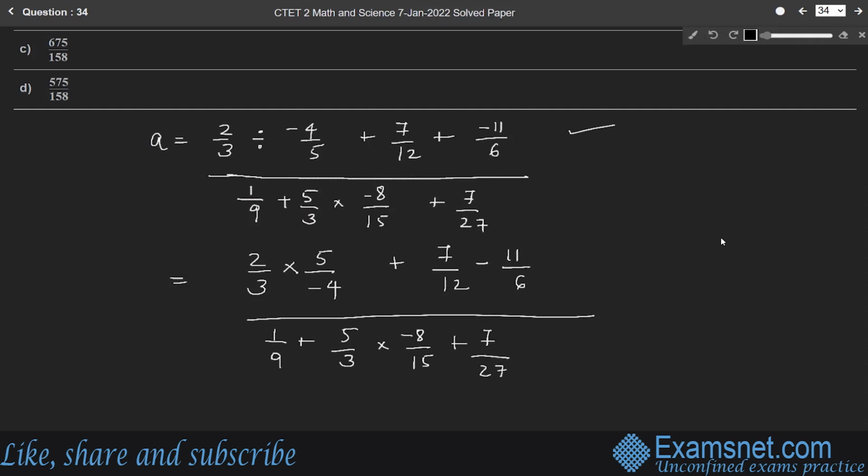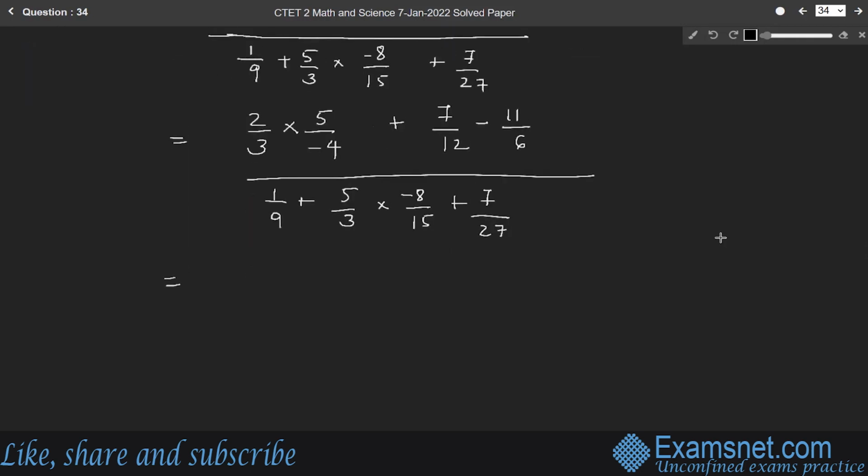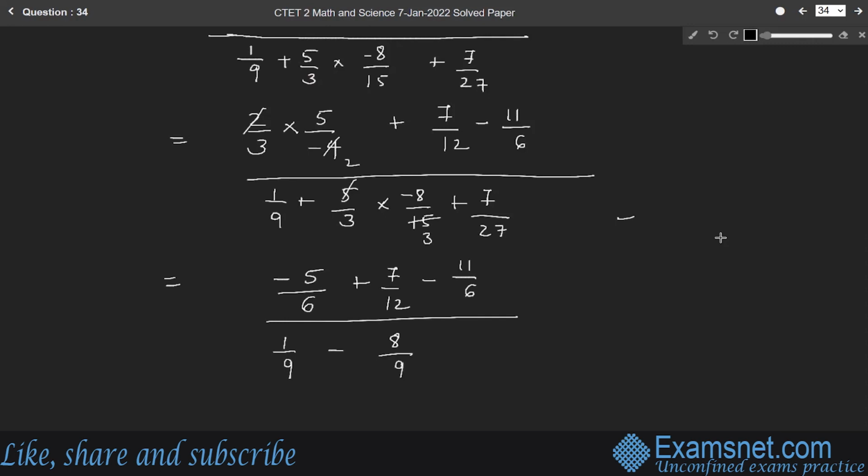Right? So which is equal to, simplify it. So 2 into 2, so here minus 5 by 6, plus 7 by 12 minus 11 by 6 whole, divided by. So after division, come to the denominator. According to the BODMAS rule, multiplication comes first. 1 by 9 minus, so you can simplify, 5 into 3 is 15, minus 8 by 9 plus 7 by 27.